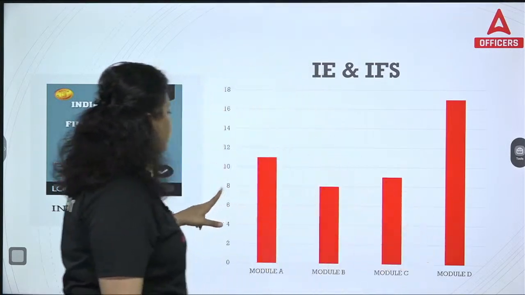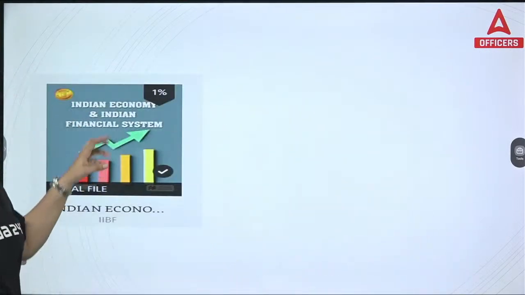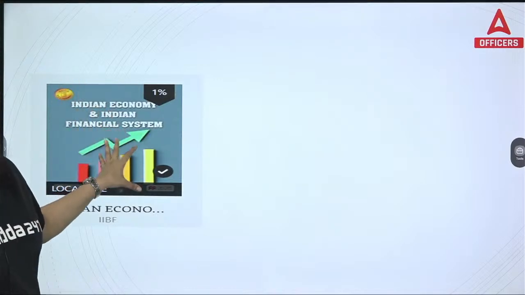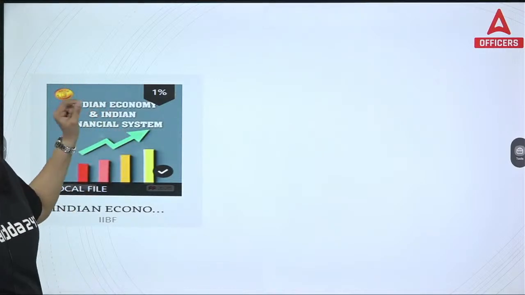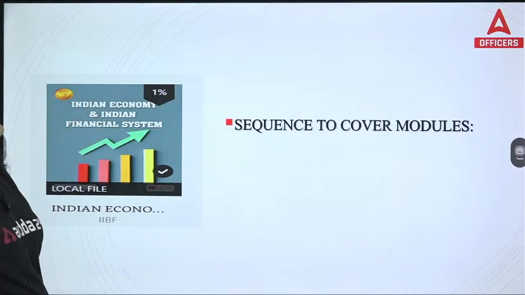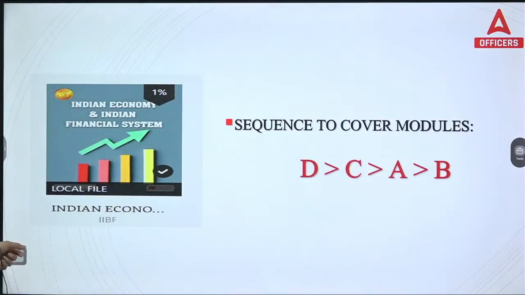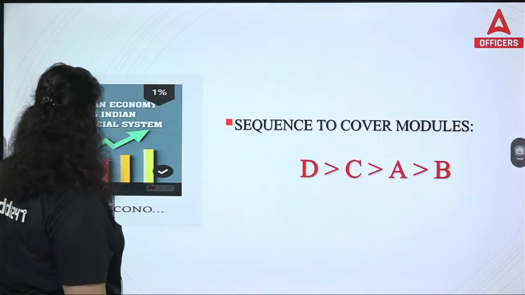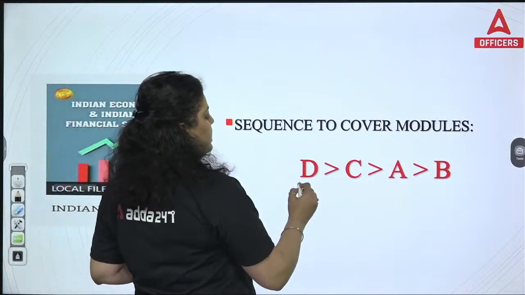So this is how having a certain knowledge about the subject, about the syllabus, makes it easy to cover the whole syllabus. Now the sequence to cover the modules is this. First of all, you have to cover module D. First priority should be given to module D.